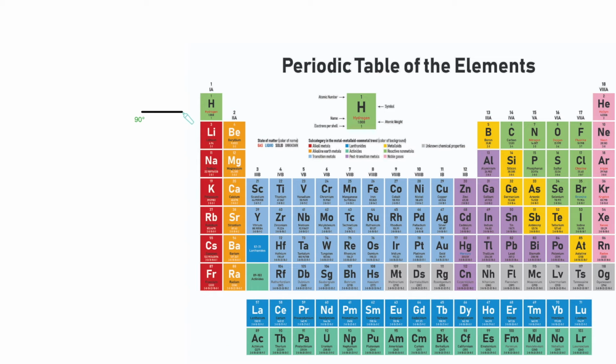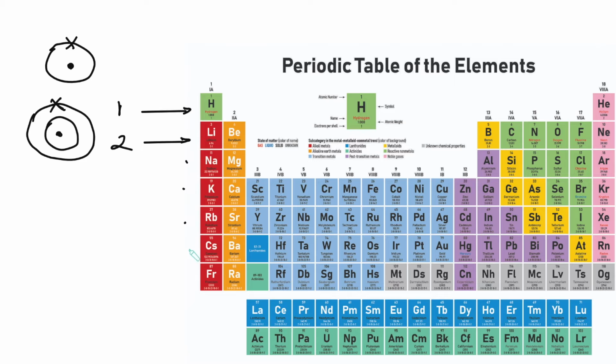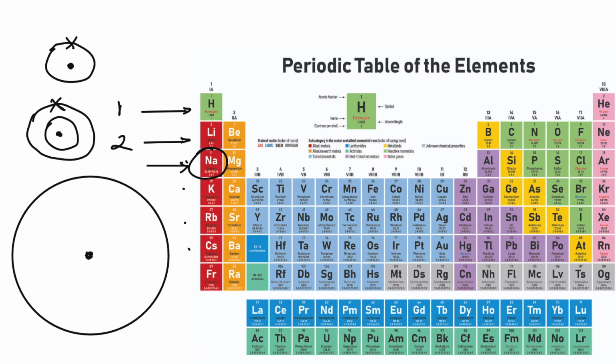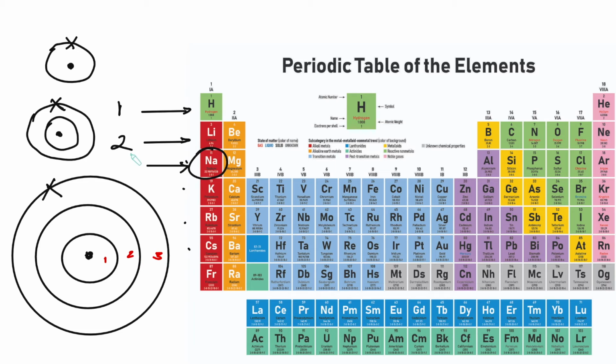Elements are also stacked into horizontal rows called periods, which tell us how many shells of electrons are surrounding the nucleus. Period 1 has 1 shell, period 2 has 2 shells, and so on and so forth. So, sodium, for example, because it's in group 1, has 1 electron in its outermost shell, and because it's in period 3, has 3 shells in total.